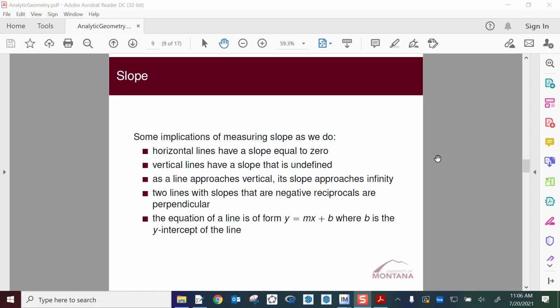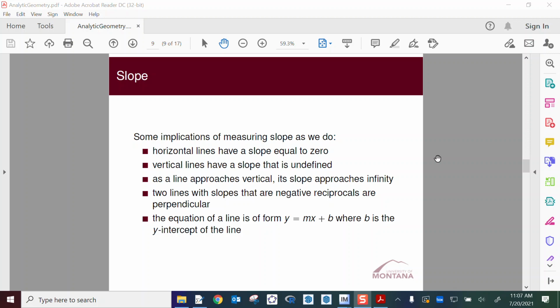So some implications: horizontal lines have slope equal to 0, because we have no rise over some run. Vertical lines have a slope that's undefined, because we have rise divided by no run, by 0 run, and we can't divide by 0. But as a line approaches vertical, that is, as it gets nearer and nearer to vertical, its slope gets larger and larger and approaches infinity.